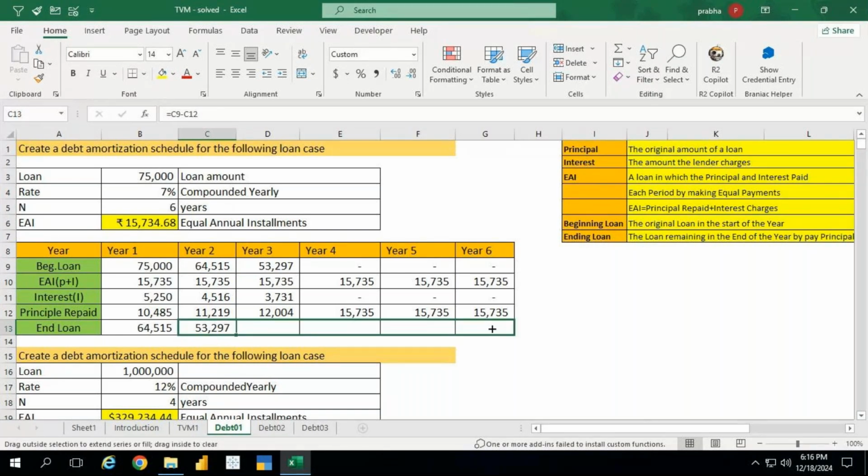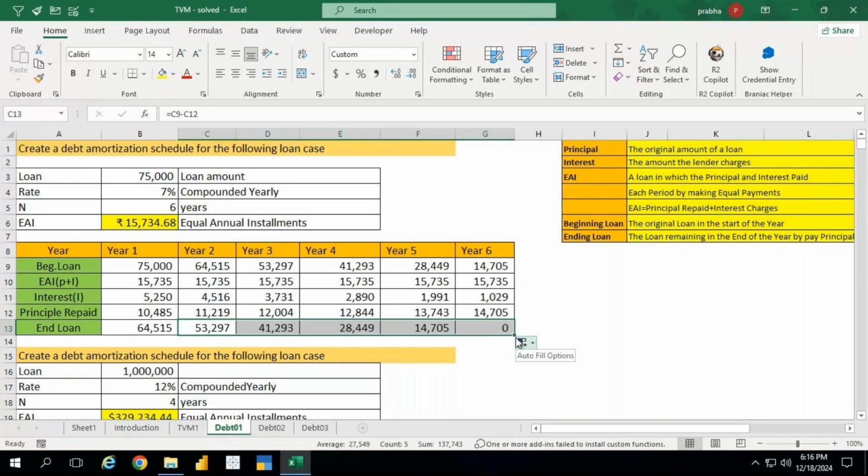See, at the end of the 6th year, the loan amount will become 0 or 1 or 2. If it is below 5, then it is fine, it will be decimals. More than 5 means you need to check the calculation. So I hope you understood. Anybody having a doubt, please tell. I'll explain it once again.